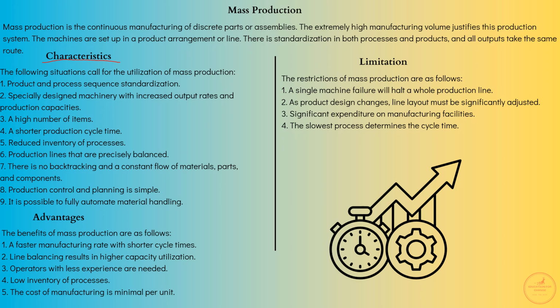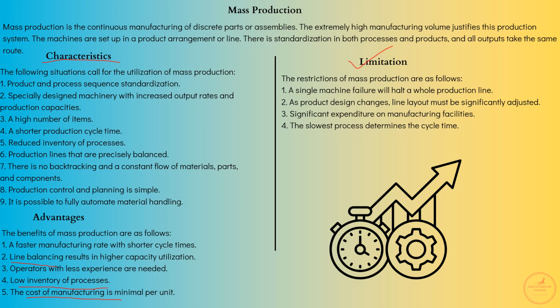And what is the advantage? Advantage is a faster manufacturing rate with a shorter cycle. There is a faster manufacturing process, obviously. Second one, the line balancing results in a higher capacity. Whatever characteristics we read, that is almost the same for the advantages. Okay. The cost of manufacturing is minimal per unit. Low inventory of process. Okay.